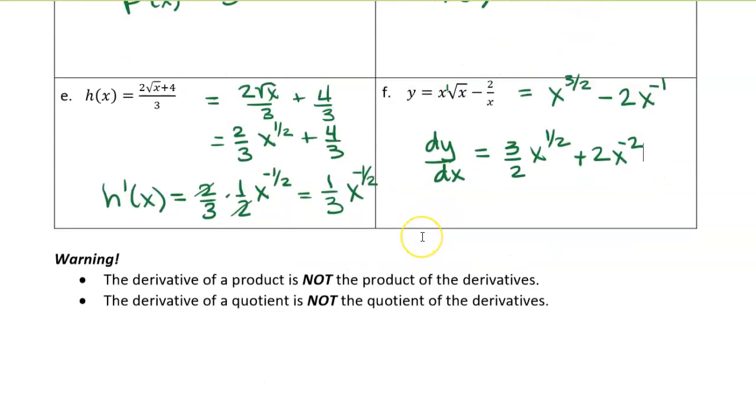Now, again, like I mentioned before, the derivative of a product is not the product of the derivatives, and the derivative of a quotient is not the quotient of derivatives. This is important. We're going to learn these soon. We're going to learn how to take the derivative of a product and how to take the derivative of a quotient. But it's not nice and straightforward like a sum and a difference. All right, so be careful about that. You can't just take the product of the derivatives when you take the derivative of a product. Okay. All right.